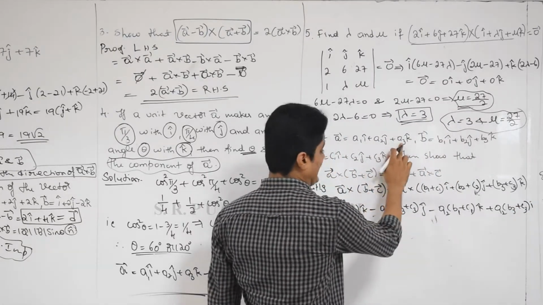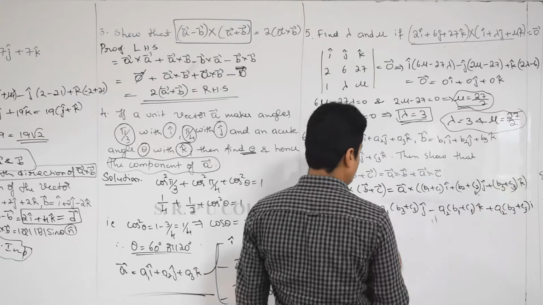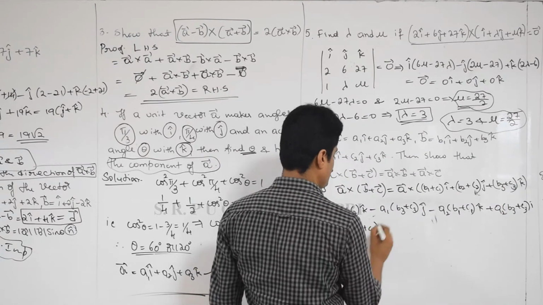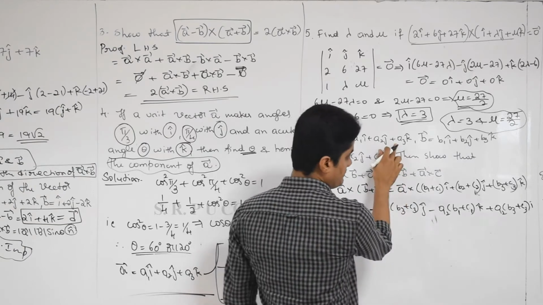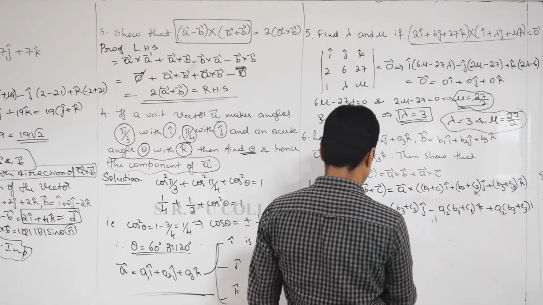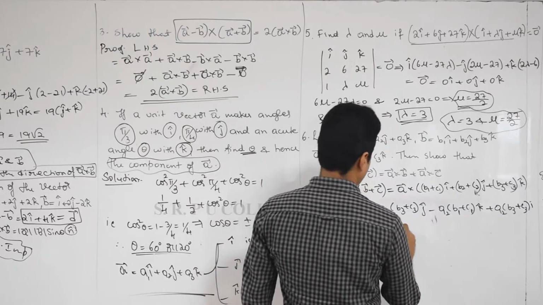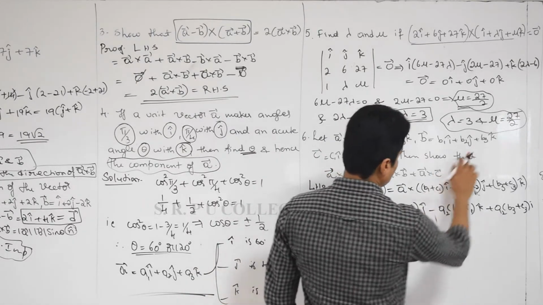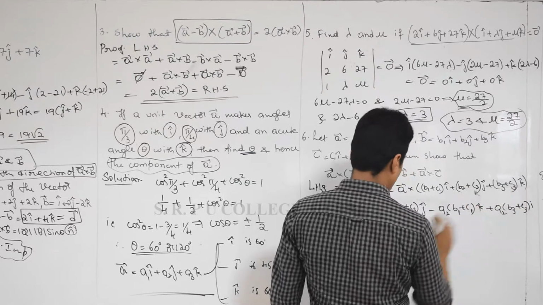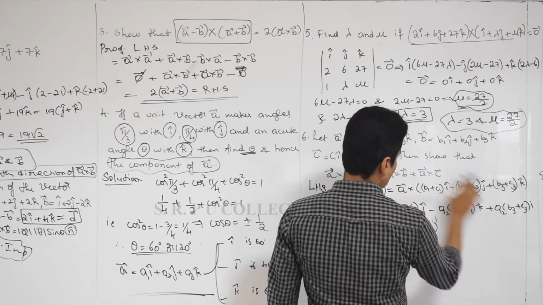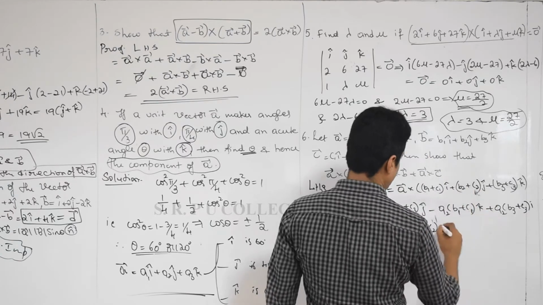Next A3, we don't multiply with the first and last. So A3 into B1 plus C1, okay, that is A3 into B1 plus C1, meaning K cross I, K cross I means minus J. Next plus A3 into B2 plus C2. So what happens, K cross J means minus I.